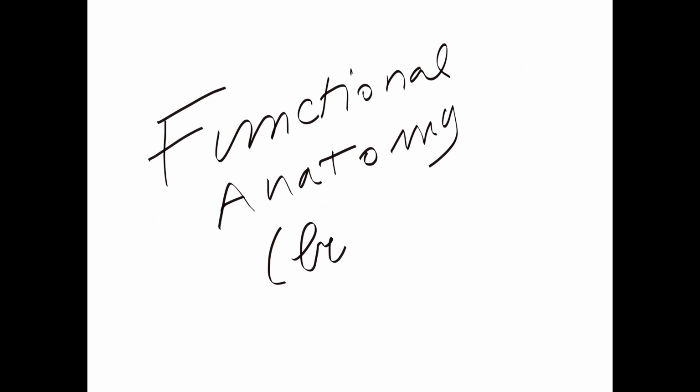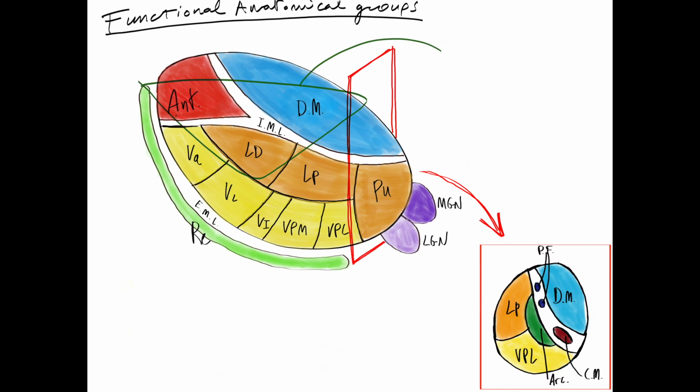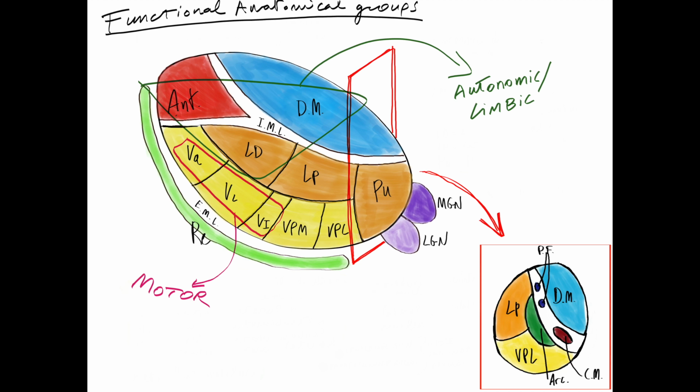Now we'll take a brief look at the functional anatomy groups of the thalamus. If we draw a triangle that joins the anterior, dorsal medial and lateral dorsal nuclei, we have the 3 nuclei that relay autonomic and limbic function. If we draw a box around the ventral anterior, ventral lateral and ventral intermediate, we have a group of nuclei that relay motor information.